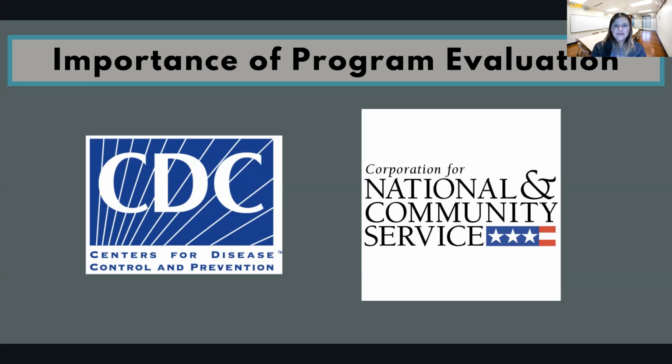As we go through this course, we'll be talking about two major federal agencies that have developed resources for their grantees on evaluation. One is the Centers for Disease Control and Prevention, the CDC, and the other is the Corporation for National and Community Service. The CNCS is the agency that oversees AmeriCorps programs. This is something that we'll talk more about in week 2 and when we talk about your program evaluation plan project.